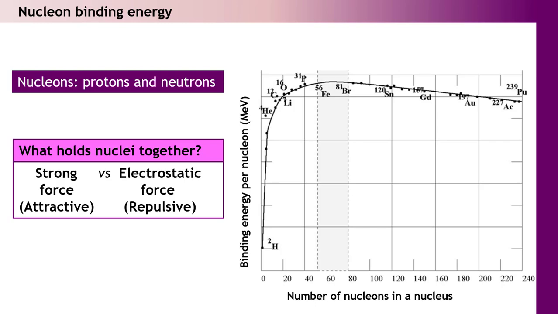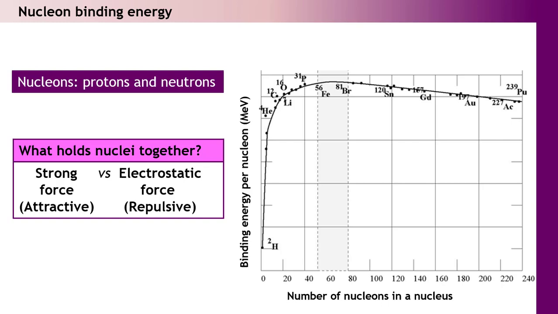The other force at work here is the electrostatic interaction. This one is really working in the opposite sense. The positively charged protons repel each other. The more protons you have in the nucleus, the more repulsion there is. The internal energy of the nucleus depends upon the balance between these forces, and that depends upon the number of protons and neutrons that are present.